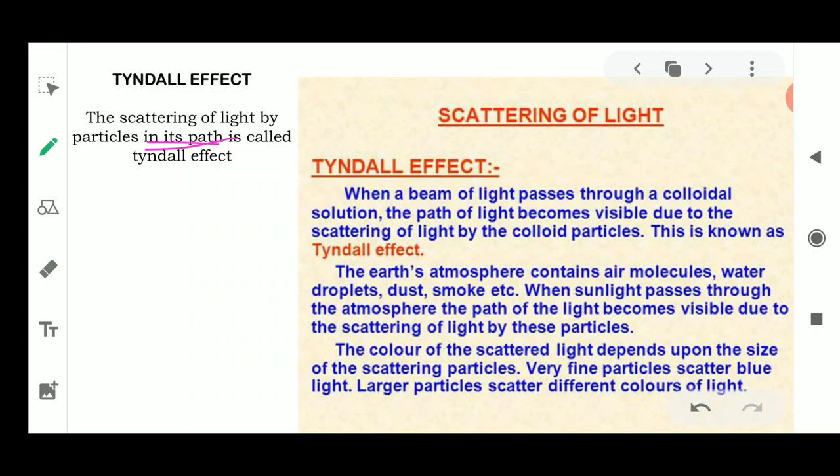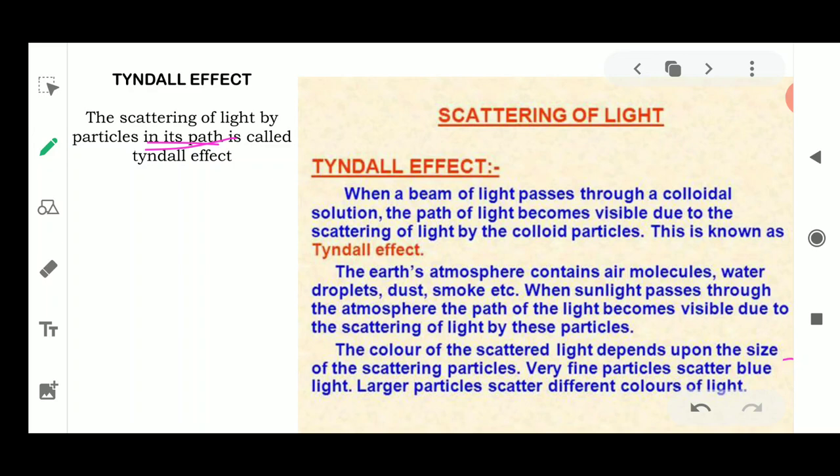And this is known as the Tyndall effect because it is following a particular pathway. Now the color of scattered light depends upon the size of the scattering particle. Very fine particles scatter blue light and larger particles scatter different colors of light. So remember that whenever scattering is taking place, it is because of the air particles, the droplet particles and the dust particles, because of which the atmosphere is full of these things. That is why the scattering is taking place at various angles.